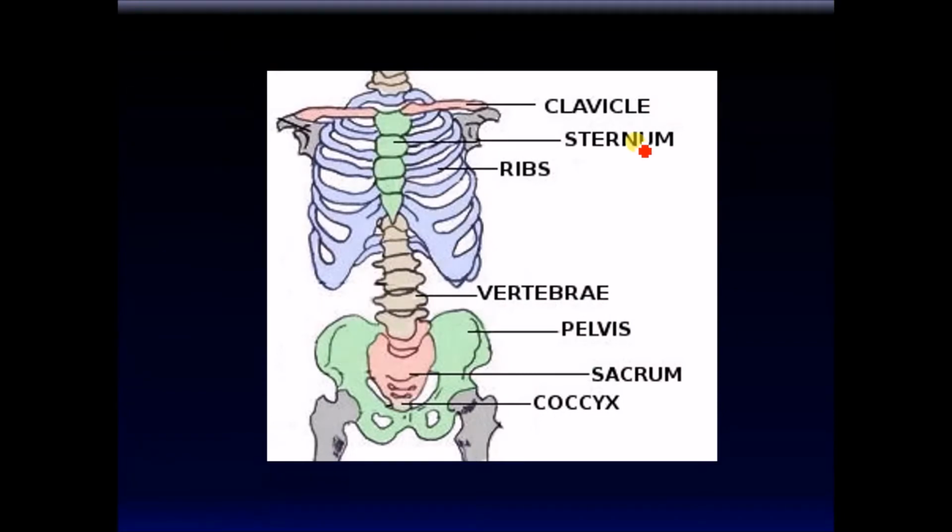Now we're going to take a brief survey of some of the bones in the body. The collarbone is called the clavicle. It's one of the most frequently broken bones in sports injuries, etc. So the collarbone here is called the clavicle.